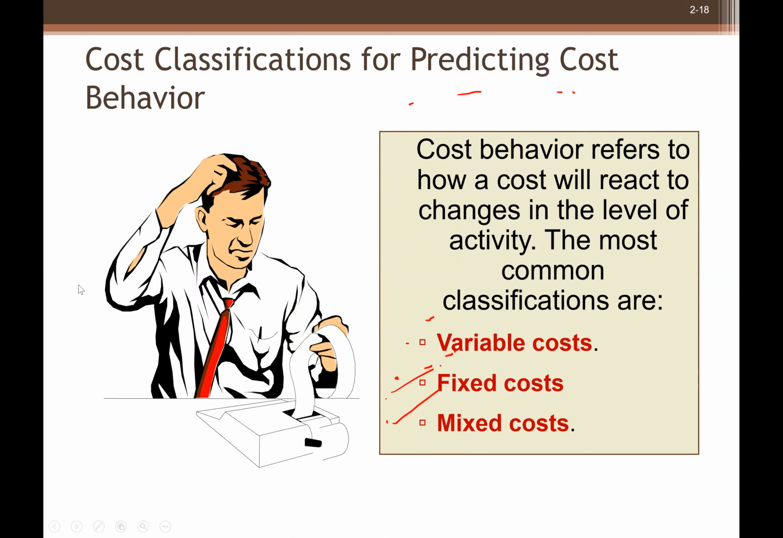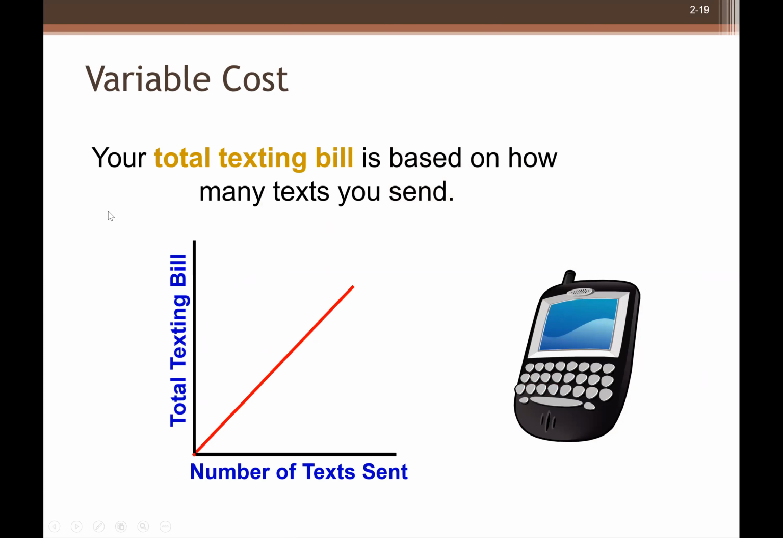Cost behavior refers to how a cost will react to a change in the level of activity. So let's talk about the variable cost. Variable cost behavior is that if units increase, cost increases, in total. This is a really old example, but still valid here. Your total texting bill is based on how many texts you send, or how many units you purchase. The more you need raw material, the more you need labor. So direct labor cost and direct material cost are variable costs.